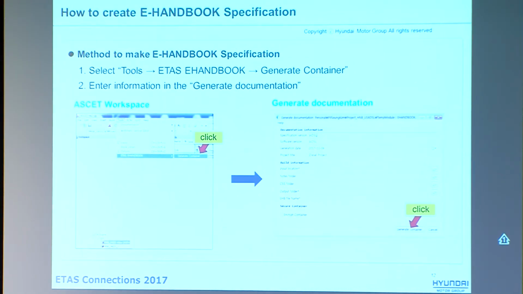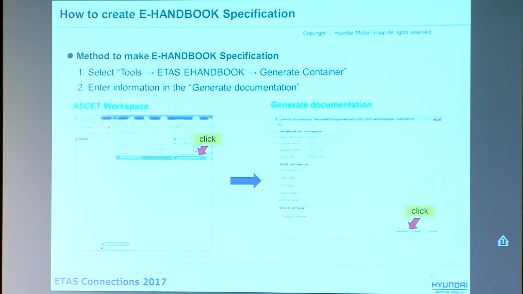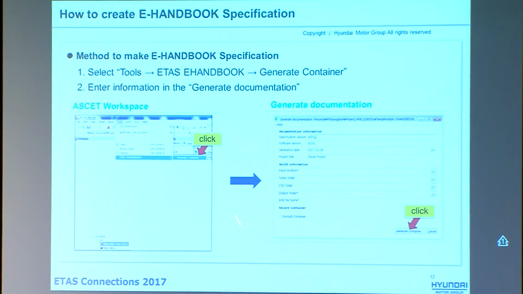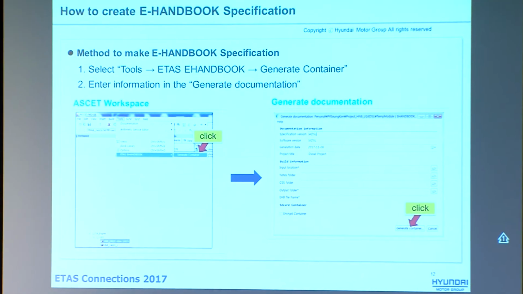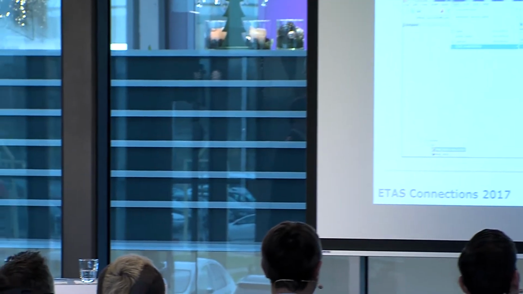And how to create an e-handbook specification is very simple. In this tool you click, generate a document, enter information and so on, and click here, and it generates an e-handbook specification.